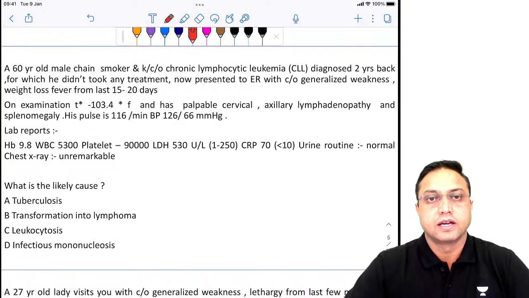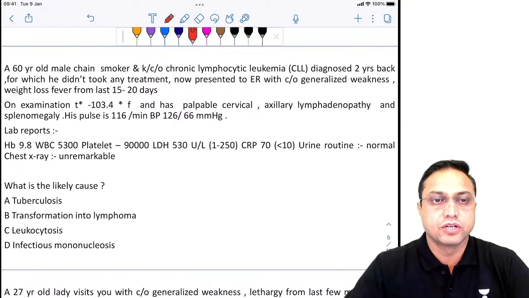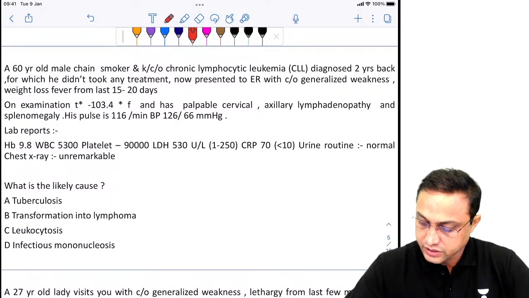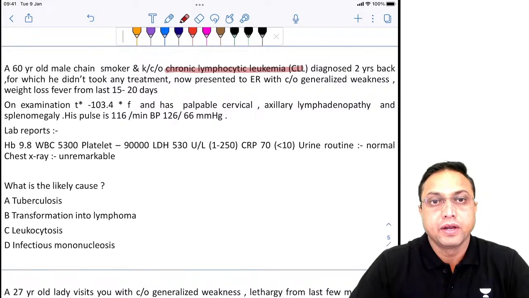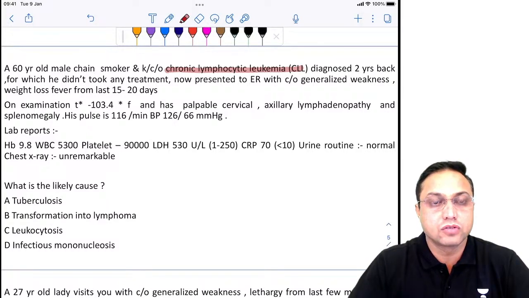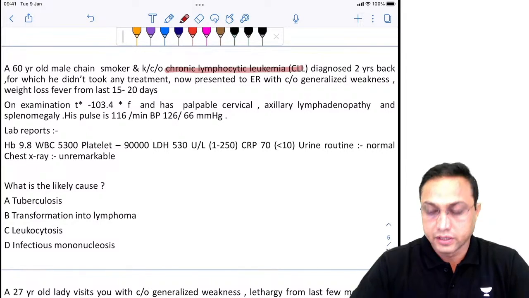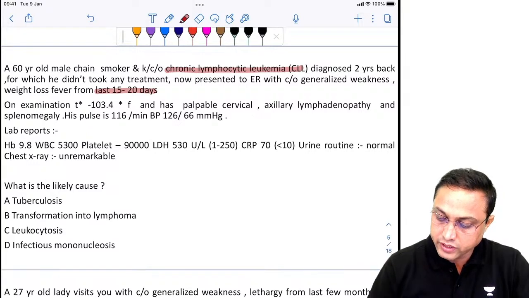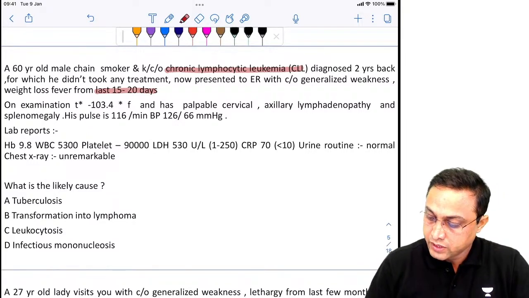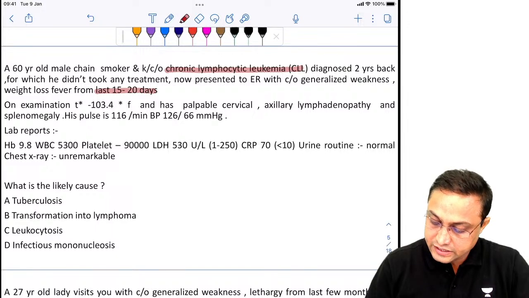What is the likely cause? The causes include tuberculosis, transformation into lymphoma, leukocytosis, infection, mononucleosis. Let's read the question. A 60-year-old male chain smoker, known case of CLL, very important, known case of CLL, which is diagnosed 2 years back, for which he didn't take any treatment. Now presented to emergency with complaints of generalized weakness, weight loss, fever from last 15 to 20 days. Very important, from 15 to 20 days. This history is very important. On examination, he is febrile and has a palpable cervical axillary lymphadenopathy and splenomegaly.